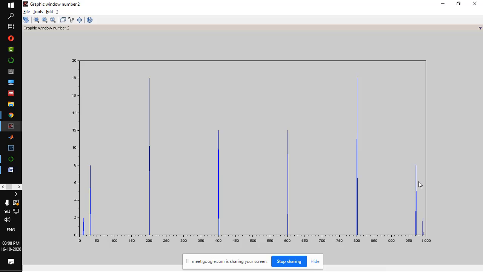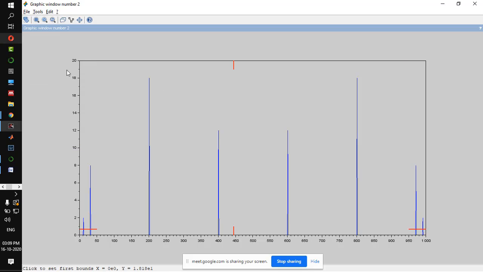Why do I have this part? Because of the symmetry property of DFT. Do you remember I used to say the second sample is complex conjugate of the last sample and the third sample is complex conjugate of the last but one sample and so on. That property should hold good here also. So since the last half samples are complex conjugate, just ignore this part. You consider only this part of the waveform. Let me zoom it.